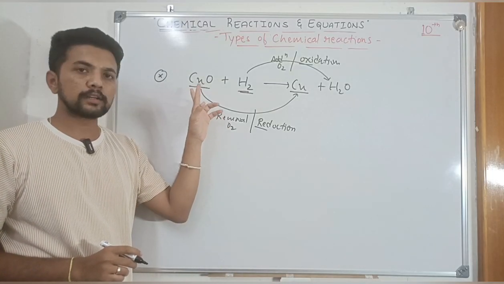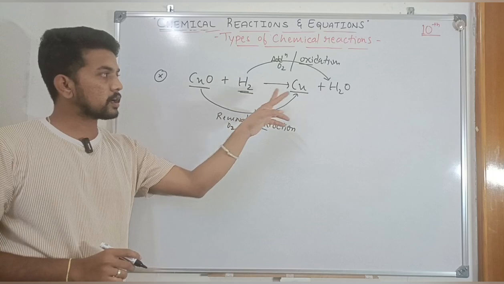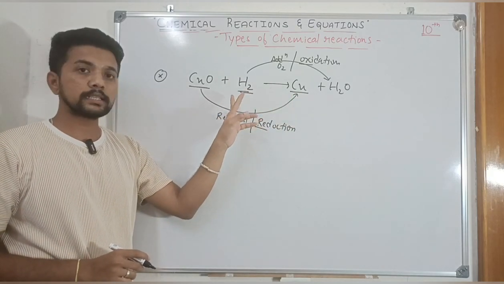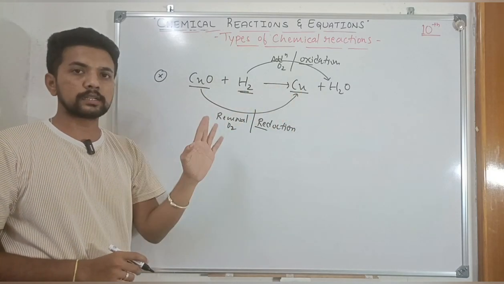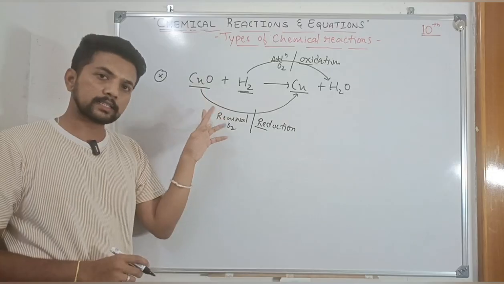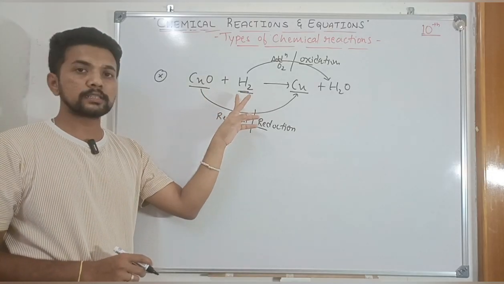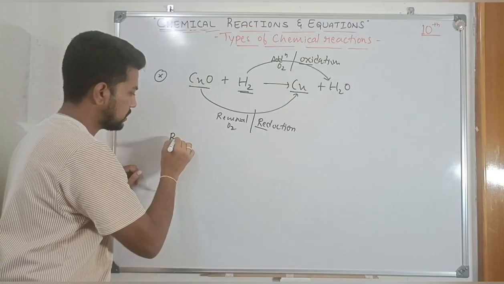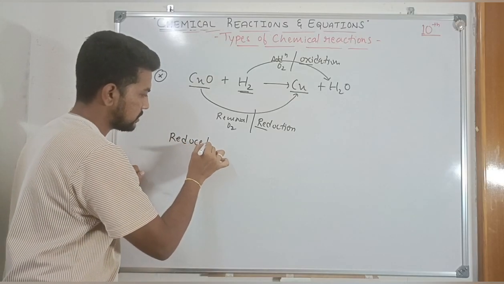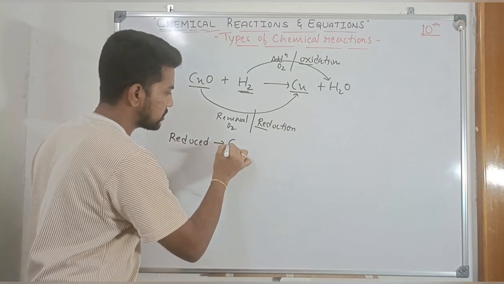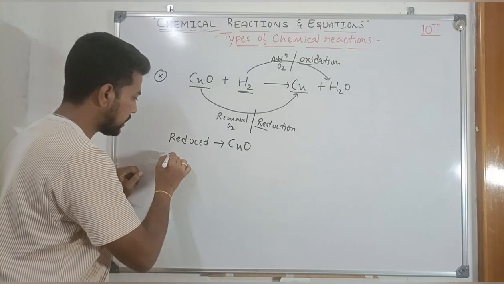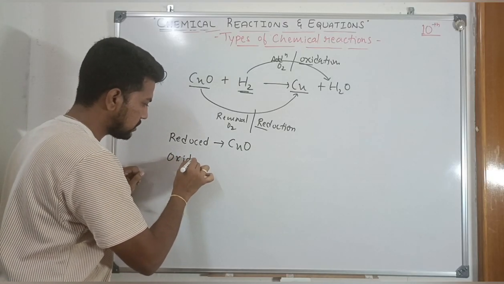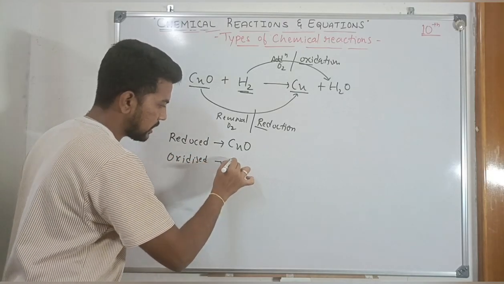So here copper oxide is reduced to form copper. Hydrogen is oxidized to form water. So copper oxide undergoes the reduction process, hydrogen undergoes the oxidation process. So here the reduced substance is copper oxide and the oxidized substance is hydrogen.